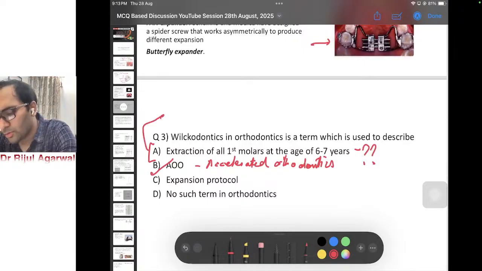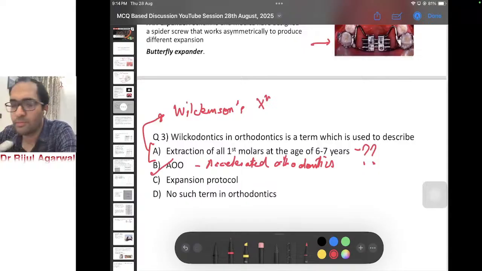So it is known as Wilkinson's extraction. It was an earlier technique in which the first molars were extracted at the age of 6 to 7 years. It was believed that in children third molars usually erupt and can take up that space, and at the same time extracting first molars will help in alleviating any kind of crowding which can later on develop. It is not practiced now, but it was practiced earlier.